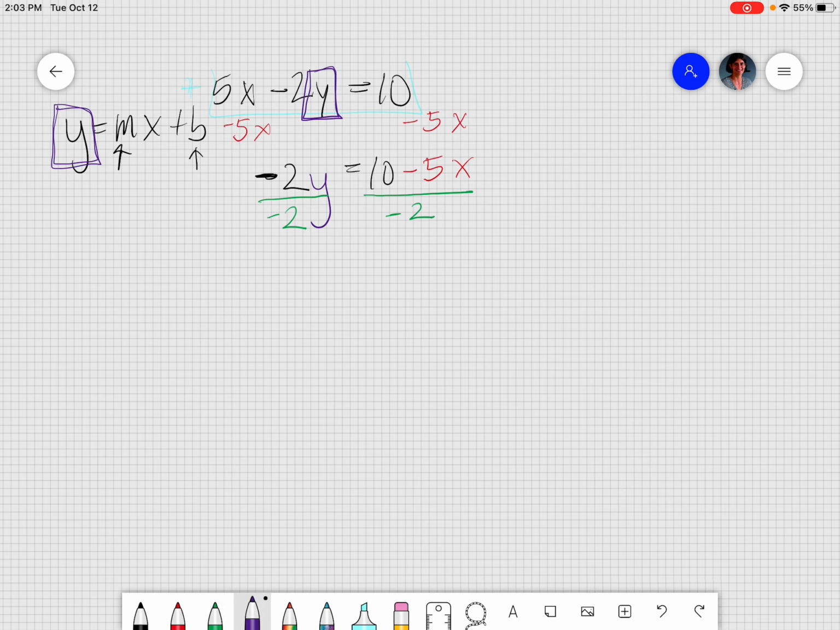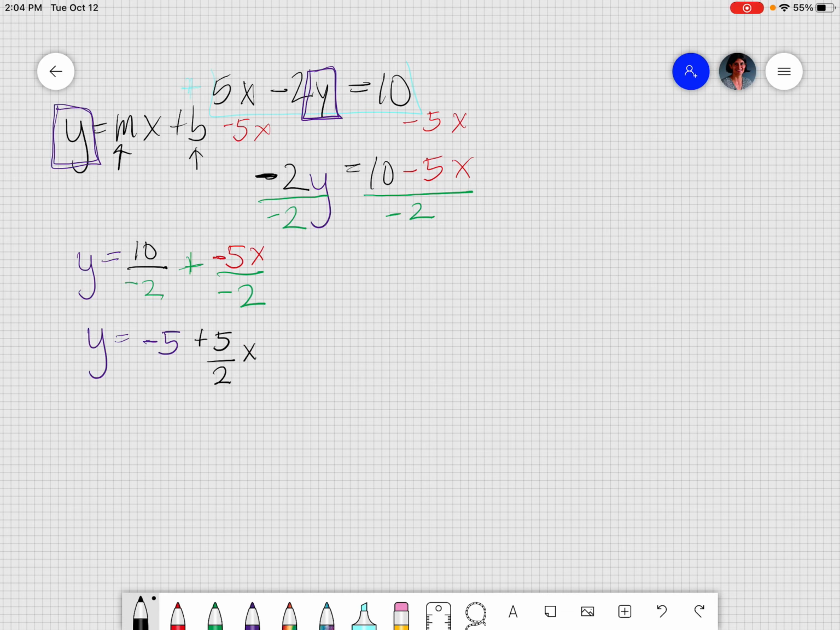So let's take a minute to rewrite that, because that looks really confusing. I have 10 divided by negative 2, and then I'm going to just put a plus sign here for a minute. I have negative 5x divided by negative 2. Then we're going to keep simplifying, because 10 divided by negative 2 is minus 5. And a negative divided by a negative is positive, so this just becomes 5 halves x.